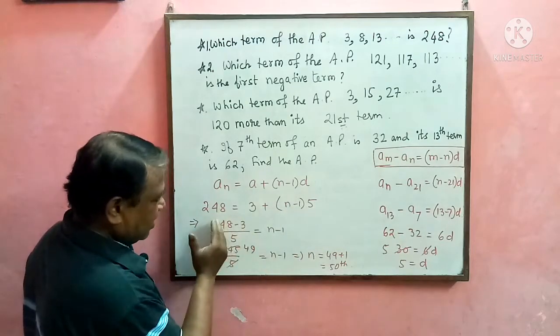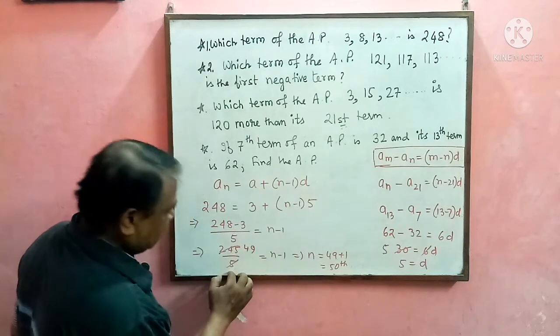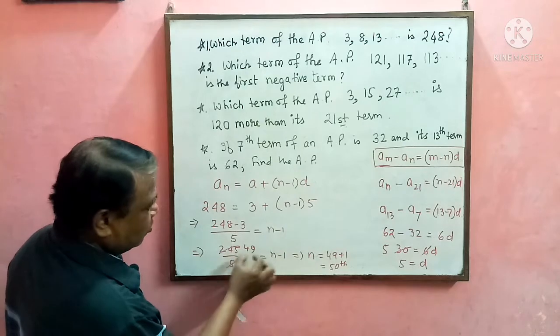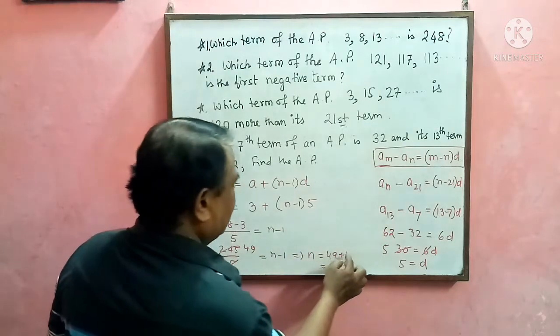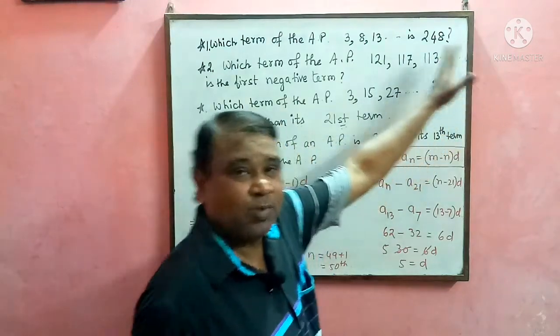You take this one this side, 245, and divide by 5. So it is ultimately 49. n minus 1 is equal to 49, so n is equal to 49 plus 1, which is 50. So this is the 50th term. This way you may face the problem.